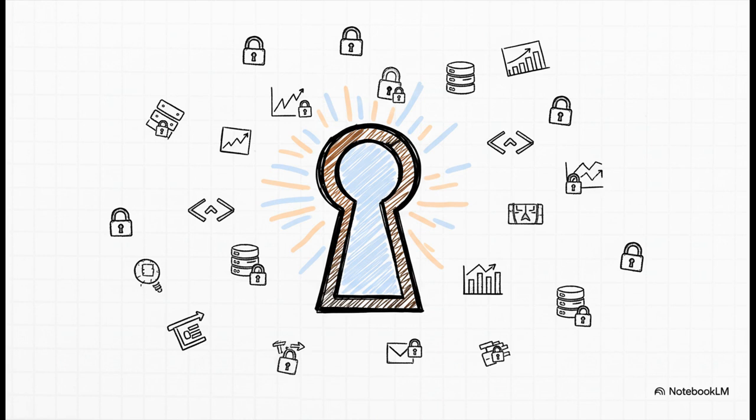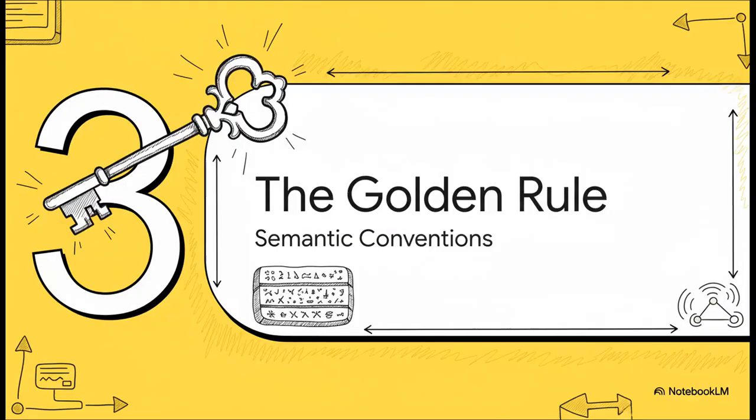Okay, listen up. Everything we've covered so far is important, for sure. But what we're about to get into, this is the absolute key. This is the thing that unlocks the entire value of OpenTelemetry. Seriously, this is the secret sauce. And that secret sauce, that key, is something called semantic conventions.